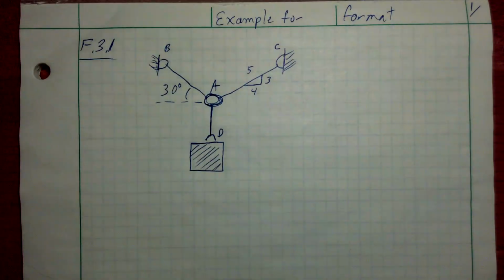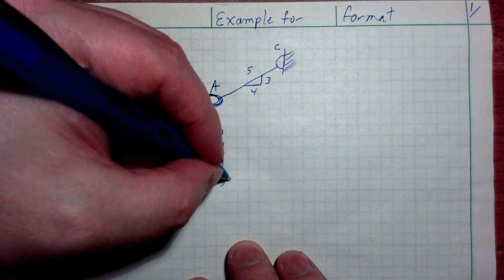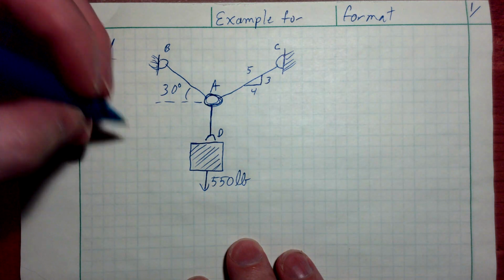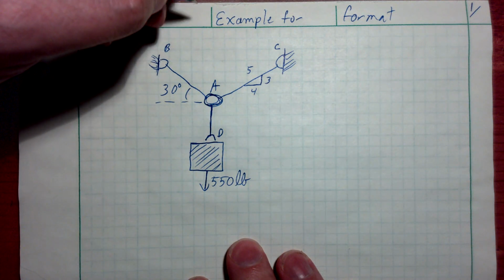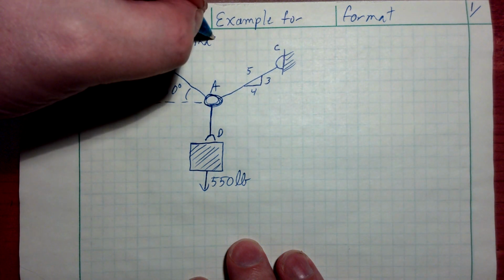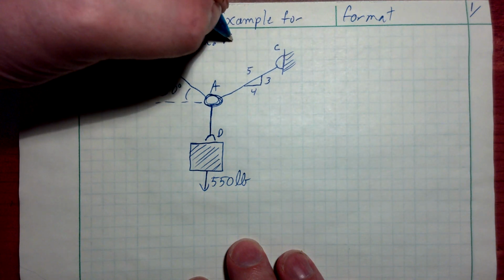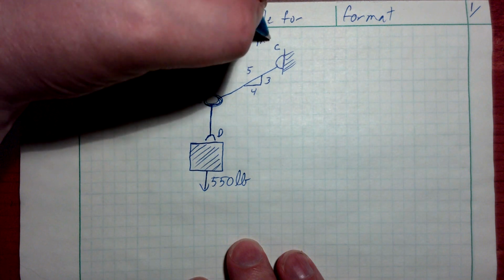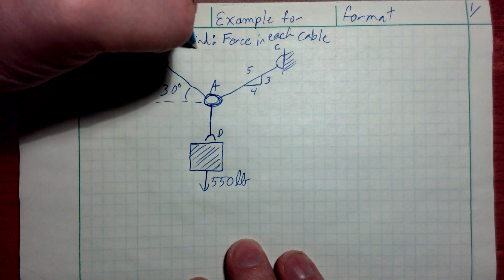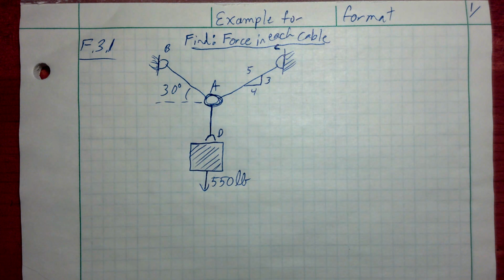They've said the crate is 550 pounds. And then all I ask you to do is to write what it is that you're trying to find. You're trying to find the force in each cable. Make sure that's clear somewhere in your problem.